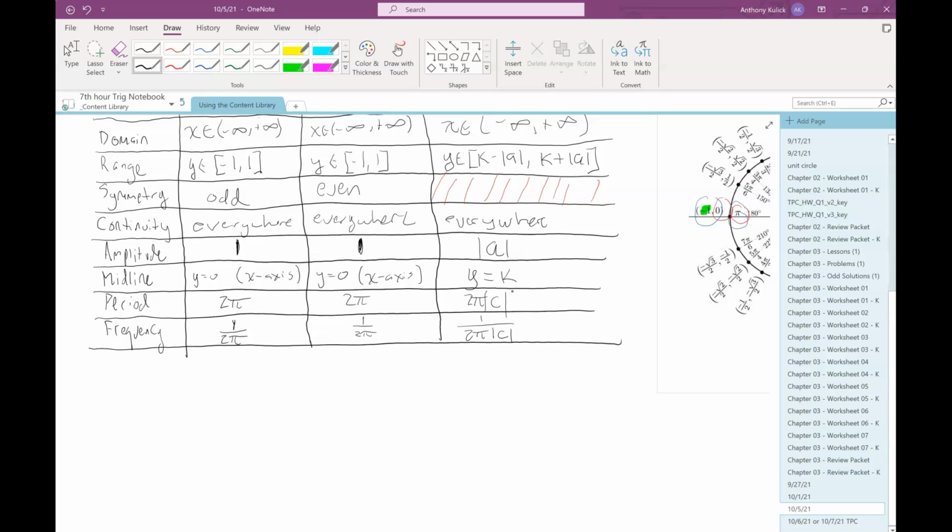So far, so good. Let's look at an example here where we apply this.